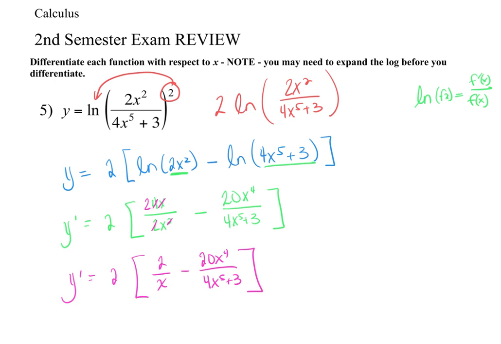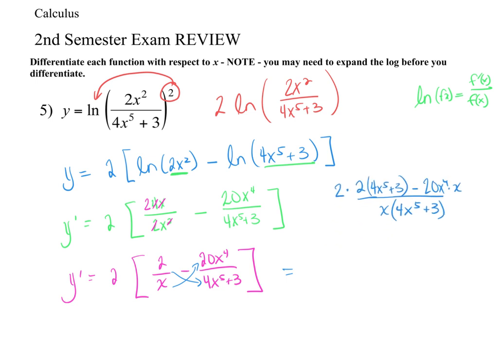The final piece of this is just algebra, right? Common denominator. So the common denominator is going to be x times 4x to the 5th plus 3, right? That's my common denominator. In the numerator, I need to multiply the 2 by this guy. So 2 times that 4x to the 5th plus 3 minus the 20x to the 4th times the x, right? Times the x. And I do still have a 2 that's being multiplied out here.